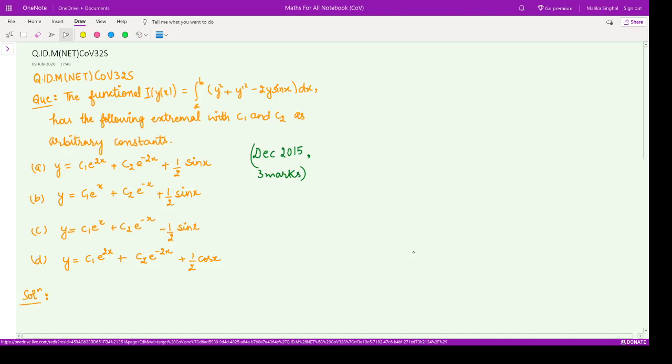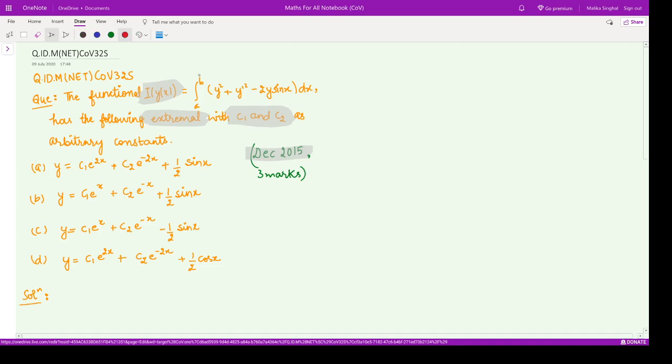In this video, we would solve CSIR UGC NET December 2015 question consisting of 3 marks. In this question, we need to find the extremal for this functional, right? We are given 4 options and we are also given that C1 and C2 are arbitrary constants, that is they can take any value. So for calculating this, we must know what form our functional is in.